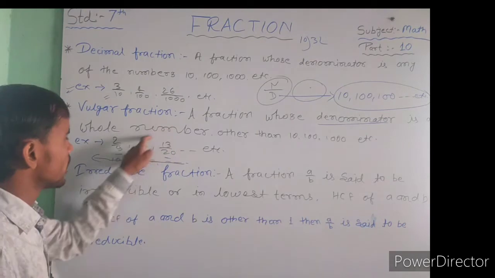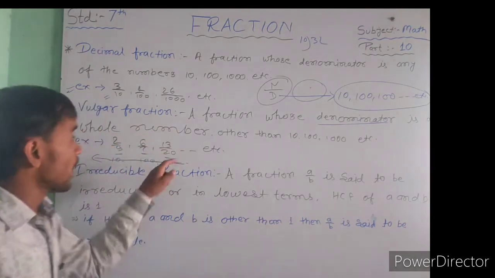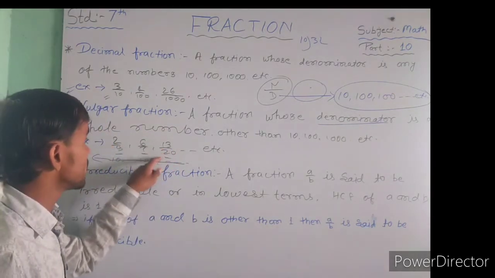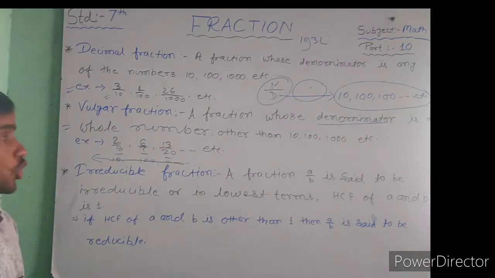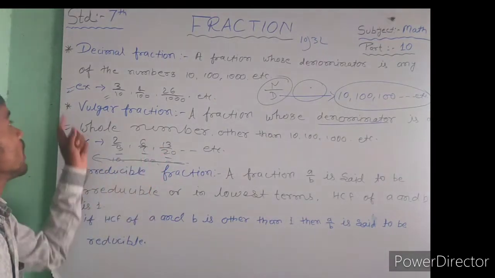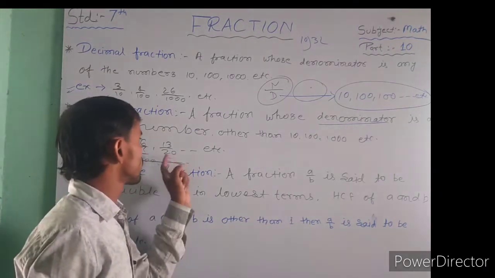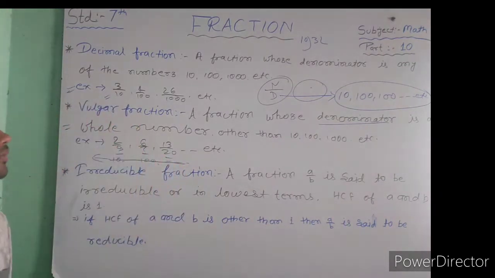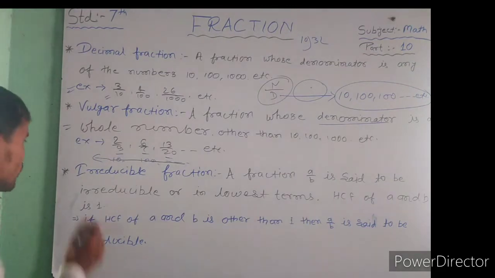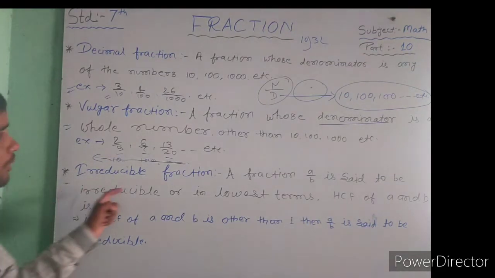Here also 13 by 20, there is a 0 available, but here 2 is available, so that does not come under a decimal fraction. Is that clear? That is a vulgar fraction. Next topic, irreducible fraction.